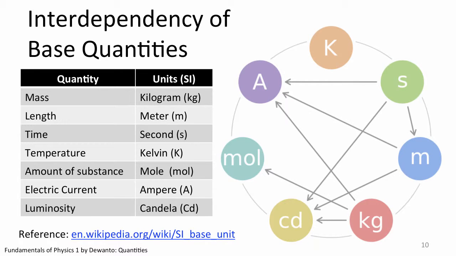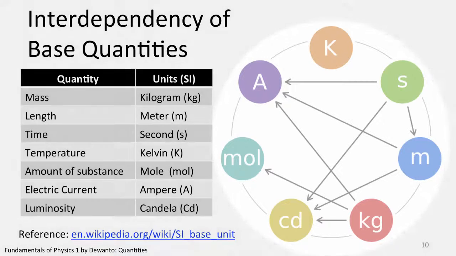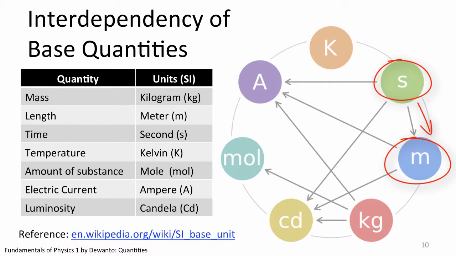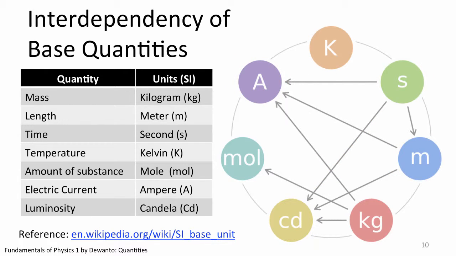Finally, I would like to close this particular video with a recap of the 7 base quantities. The diagram on the right shows the interdependency of these quantities as defined in modern times. I already told you how length, or a meter, is defined with respect to time, as shown in the direction of the arrow. Based on this diagram, we can see that luminosity and electric current are also defined with respect to time. We can also conclude from this diagram that of all the 7 base quantities, only 3 are truly base quantities, namely temperature, time, and mass.